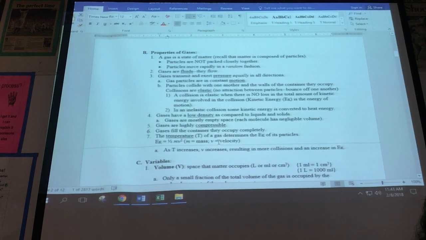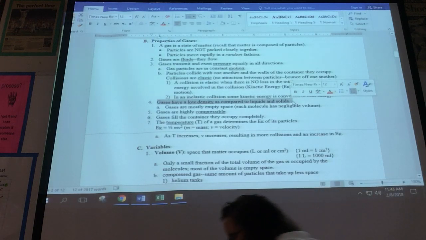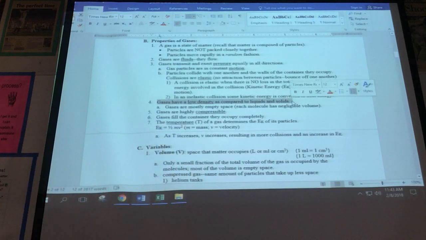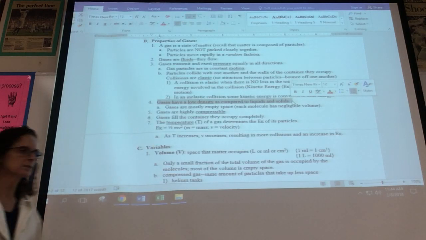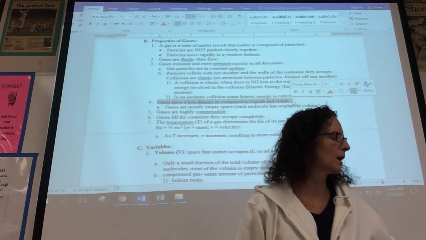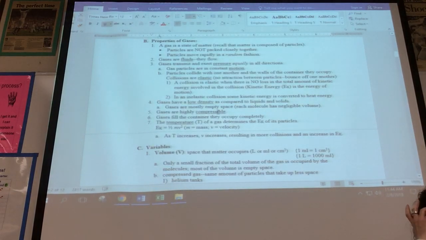Properties of gases are listed here. One thing I don't believe he did say is that gases have a very low density compared to liquids or solids. That's because the volume is so large that the density in turn becomes smaller than what you would see, for example, for liquids or solids. So that's one thing he didn't mention. Also, gases are highly compressible. This is very important in old age homes, for example, where a lot of people are using oxygen tanks and they want to be able to move around. So that's also very important.